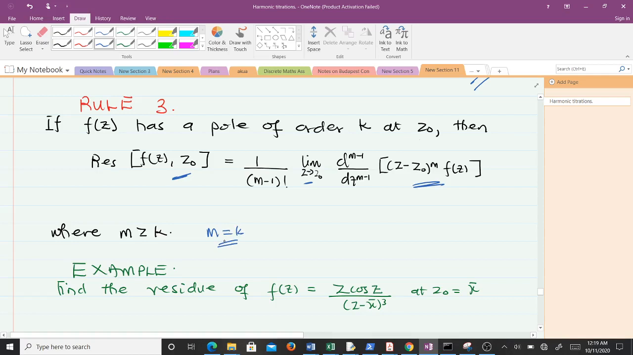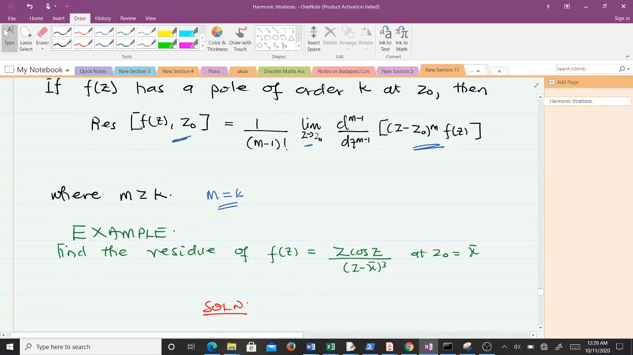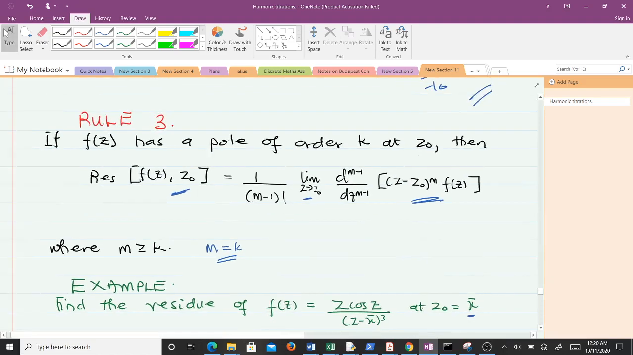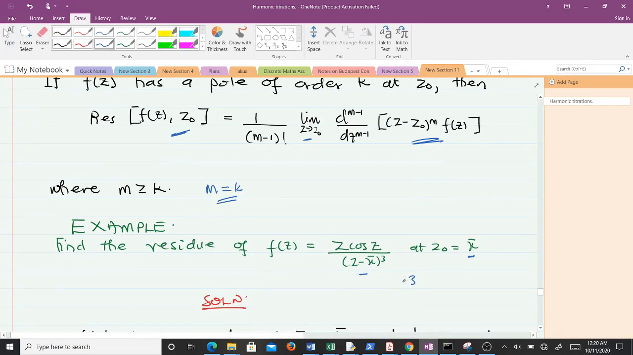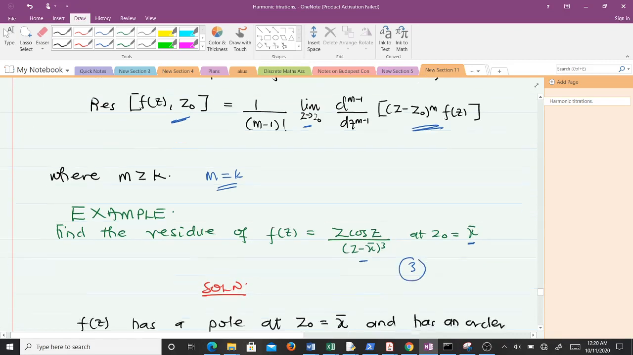So let's take an example. Okay, so you could see that here the question says we should find the residue of f of z equals whatever we have here at this point, pi. So you could see here our pole is pi, but pi has an order of 3, which is not a simple pole, because for it to be a simple pole, it has to have an order of 1. So that means we can't use rule 2, because the pole is of order 3 and not 1. So that means we can use this third rule, because the pole has an order of 3. It's a triple pole.